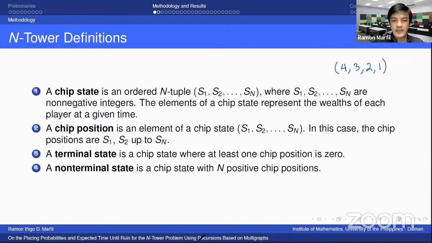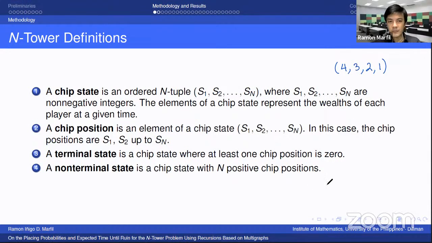Next, a terminal state is a chip state where at least one chip position is 0, and a non-terminal state is a chip state where all the n chip positions are positive. In this example, 4, 3, 2, 1, we have 4 positive chip positions. This means this is an example of a non-terminal state. A non-terminal state means the game is not yet over. It is still ongoing because all the players involved still have at least 1 unit of wealth.